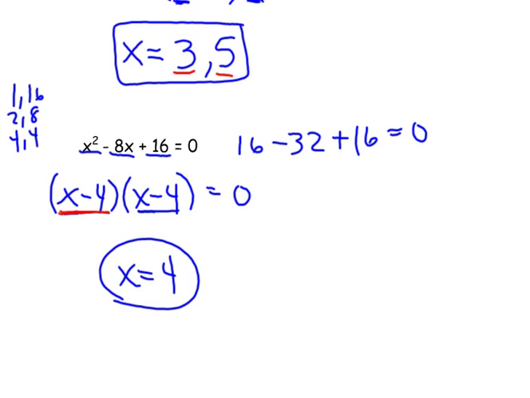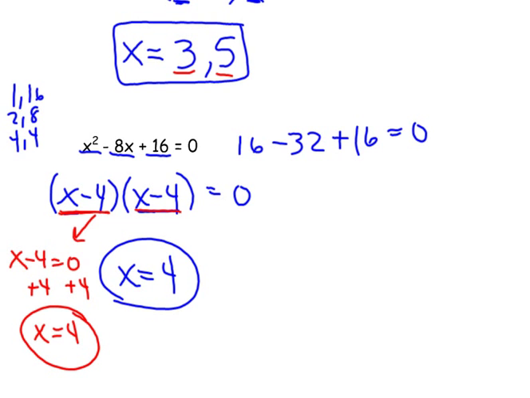If you want, you can set each one of those equal to 0 in their own equations. You could come over here and say x minus 4 has to equal 0. So if I solve that, I would add 4 to both sides and I get x equals 4. It's the same for that one, so we wouldn't work that twice. But this is possible. This is something I usually do if I can't look at it and tell.